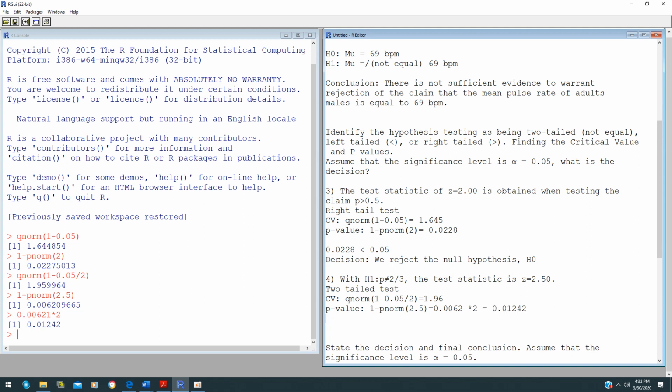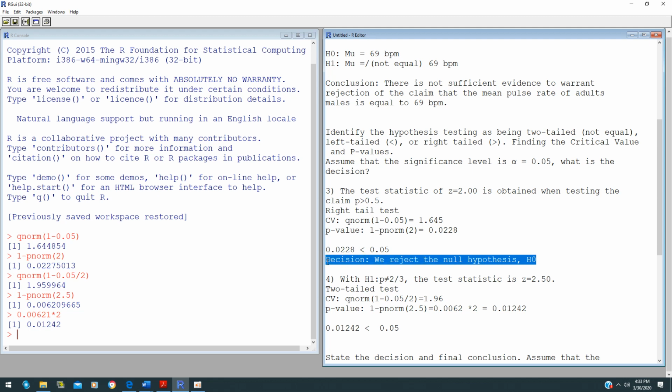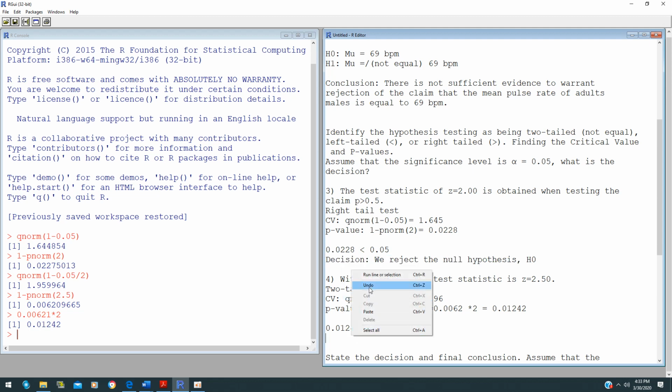0.01242. And finally, we have to make our decision. This decision is based on the p-value that you found, which is 0.01242, and the alpha, which is 0.05. Again, we use 0.05 for alpha here. And since our p-value is less than alpha, which is exactly what we had in question 3, our decision in this case will be rejecting the null hypothesis.